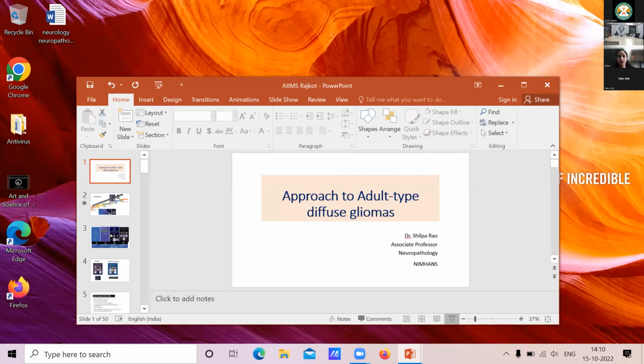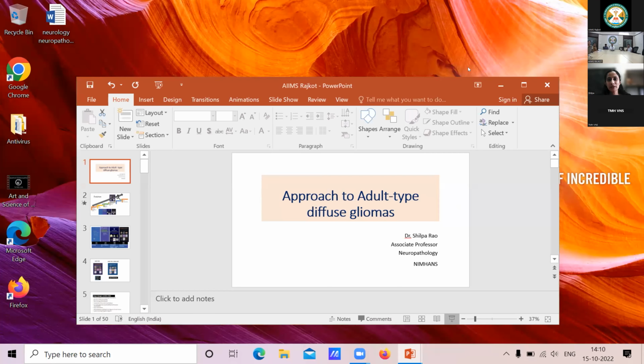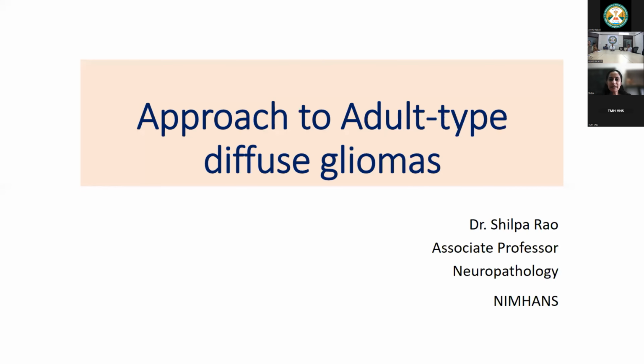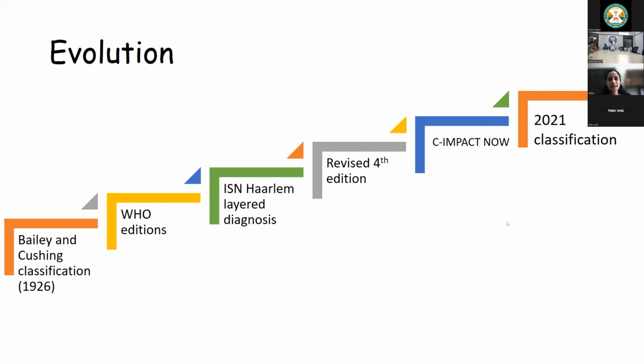Although the topic is approach to adult type diffuse glioma, I thought I'll just start with a slight introduction to the WHO classification itself, because it's the first talk in this series. So we have reached the WHO 2021 classification, but we have come a long way from the earliest classification of Bailey and Cushing in 1926, which was a simple histogenetic based classification. The cell morphology was taken into consideration.